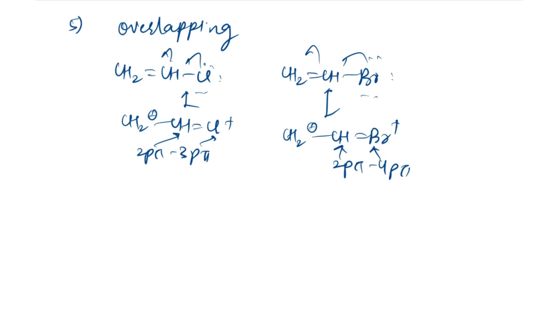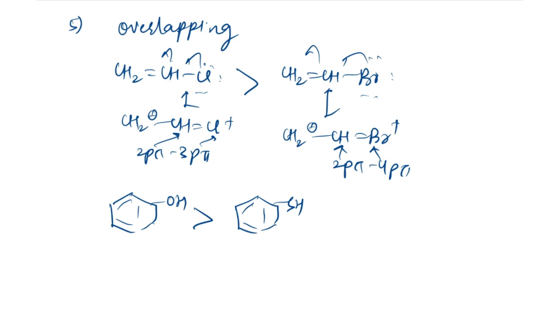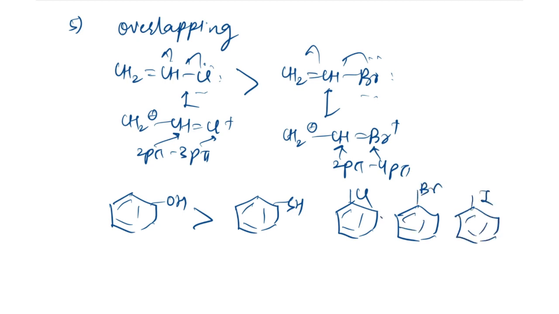Now, whichever has the less energy difference will have more resonance energy. Like we have phenol and thiophenol, SH. So phenol has more resonance energy. We have fluorine, chlorine, bromine, and iodine. So obviously chlorine has more than bromine, than iodine. We have again oxygen and sulfur. So sulfur has more resonance energy.